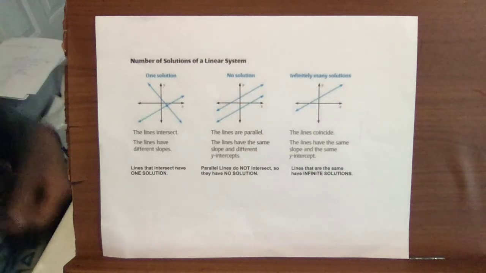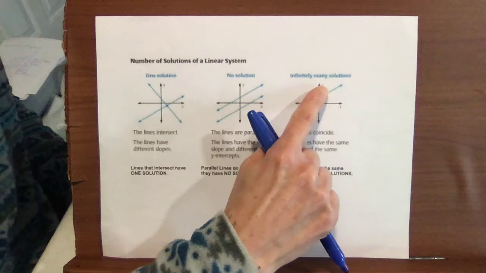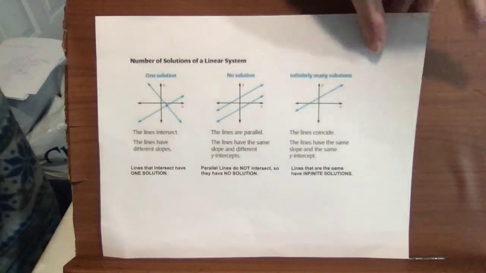Now, when we're solving by substitution, we still will be able to see if we have one solution, no solutions, or infinitely many solutions. But it won't be visually by graphing.